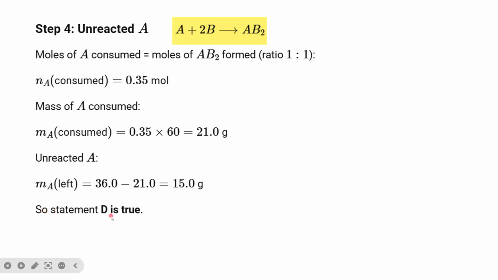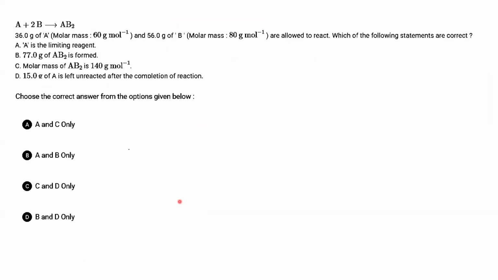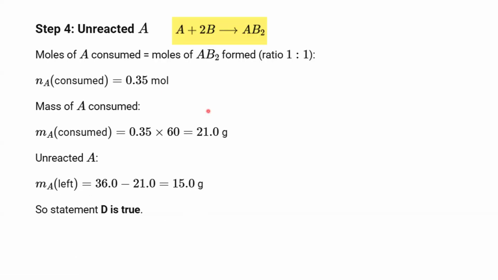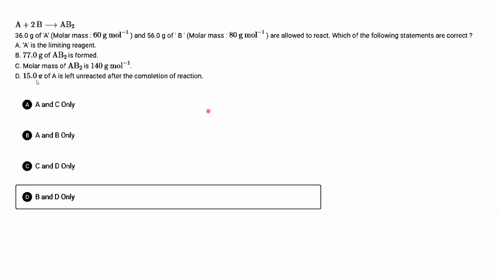So statement D is true, because in statement D it is given that 15 gram of A is left unreacted after the completion of reaction. Since B is the limiting reagent, A will be in excess. So the right answer will be option B and D only.